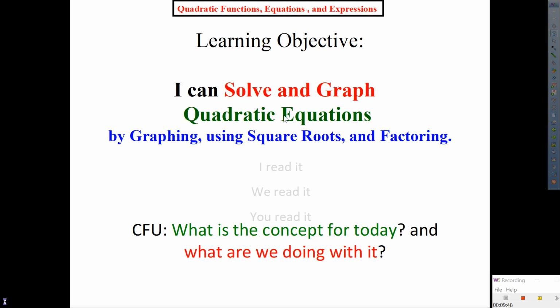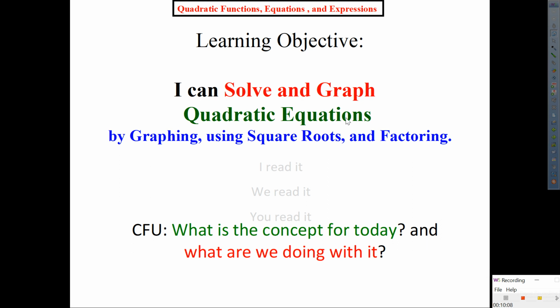Our objective for today, I can solve and graph quadratic equations. And today we're going to be graphing using square roots and factoring, 3 different methods. I can solve and graph quadratic equations by graphing, using square roots, and factoring. Copy that and get a Frayer model going as well. All right, so according to our objective, what's our major concept for today, everyone?